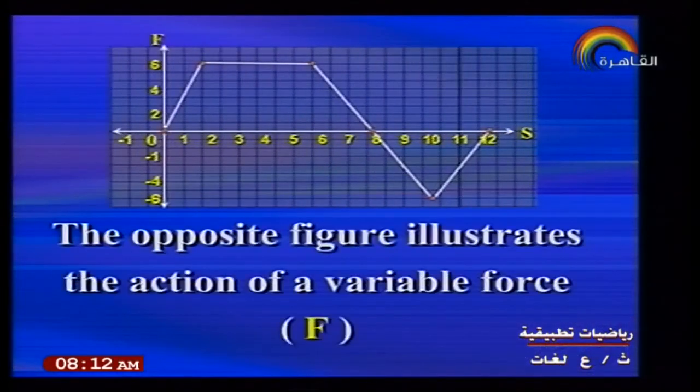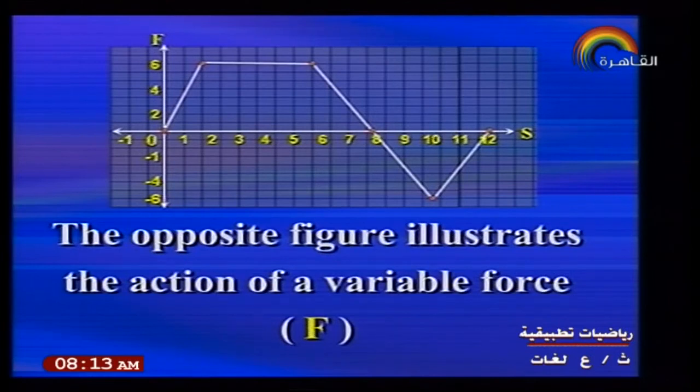Dear student, look at the opposite figure, which illustrates the action of a variable force. The figure represents two axes. The horizontal axis represents the distance s. The vertical axis represents the force F. Look from the origin point 0, when s equals 0, F equals 0. When s equals 2, F equals 6.